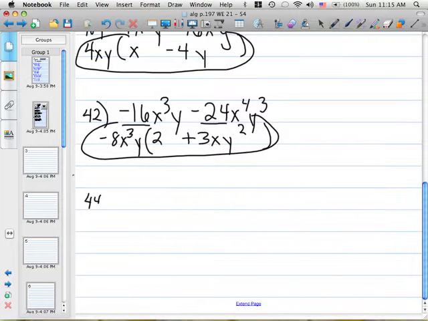To get back to negative 16, we need negative 4. The x we have, y squared, we need another y.